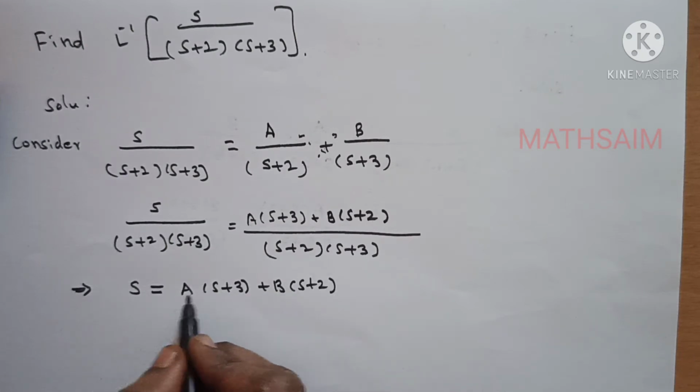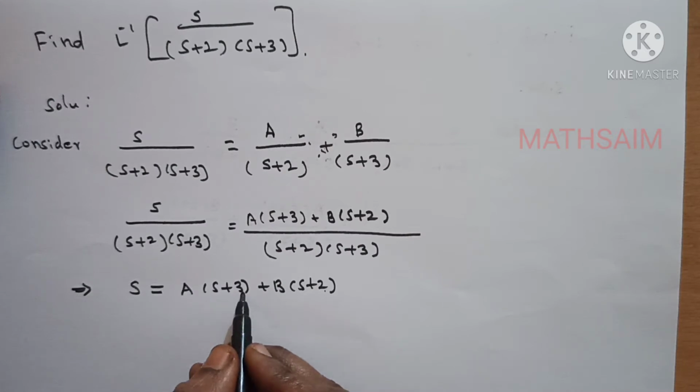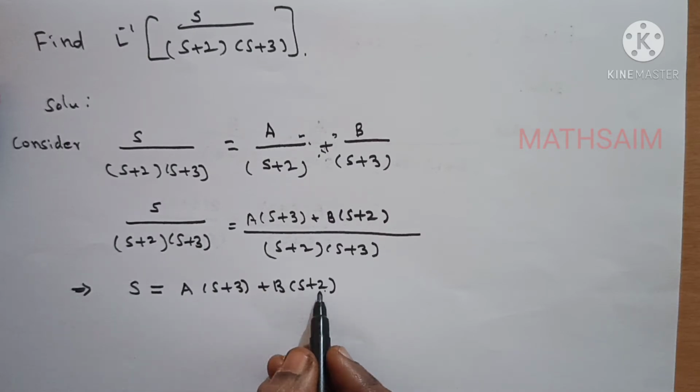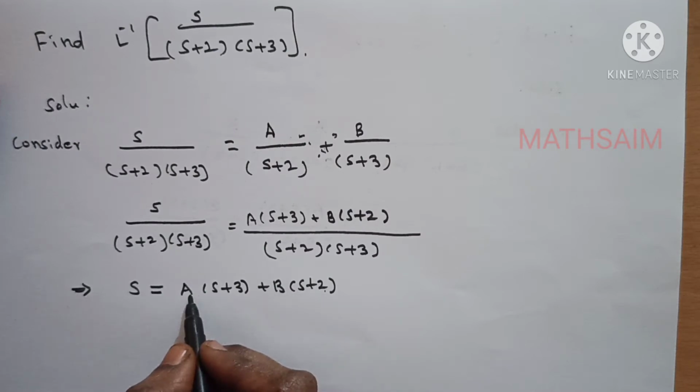Now we are going to find the unknowns, that is a and b, by putting various values for s. By seeing these factors you can decide the number. Here we have s plus 3, so you simply replace s by minus 3. Then you will get one constant. And by the term s plus 2, you simply put minus 2 here. Then you will get 0 here, and easily you can find the other constant.